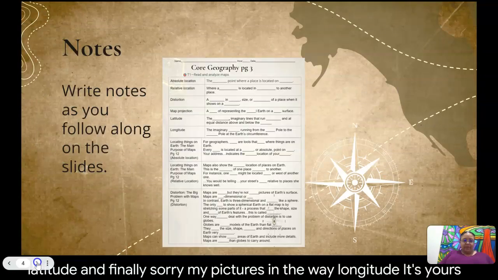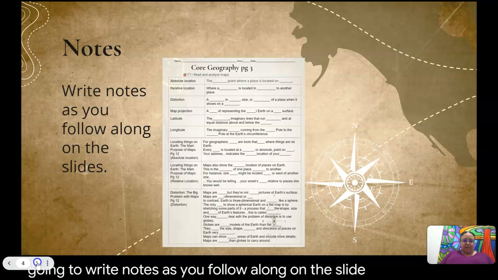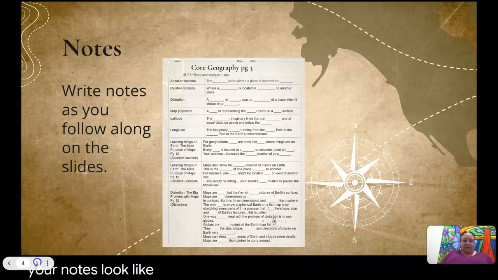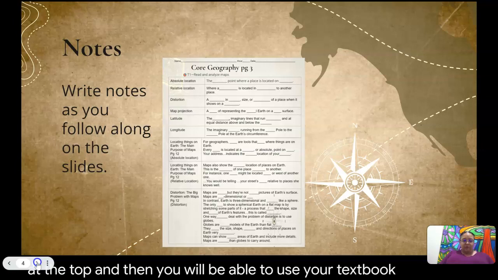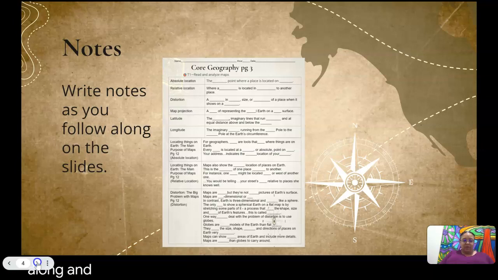Notes. You're going to write notes as you follow along on the slides. This is what your notes look like. They are guided notes. So we'll have definitions at the top, and then you will be able to use your textbook to follow along and take your notes out of the textbook.